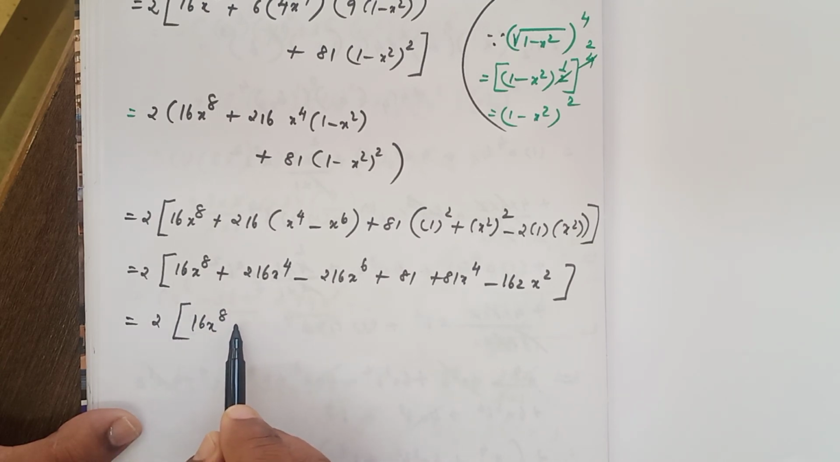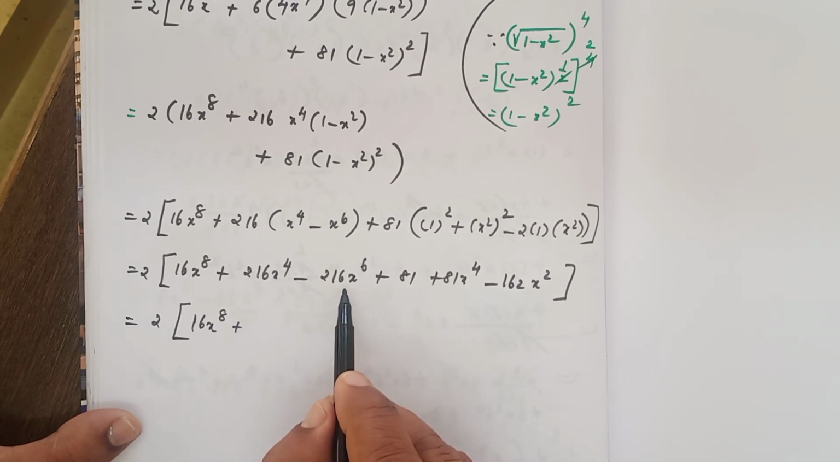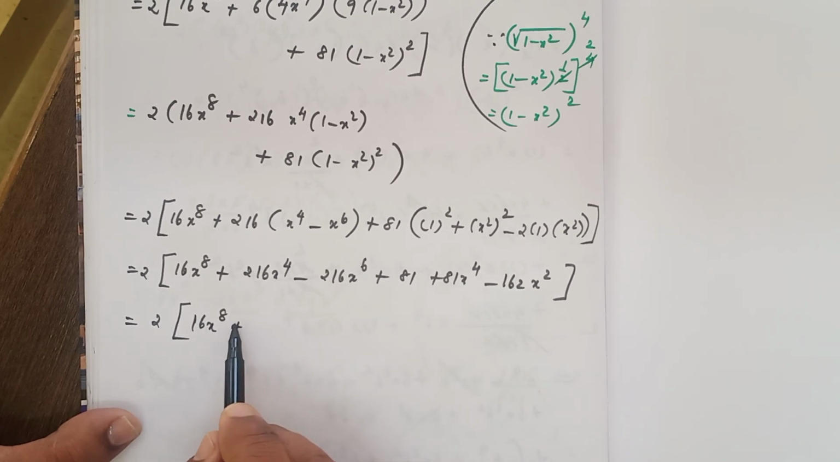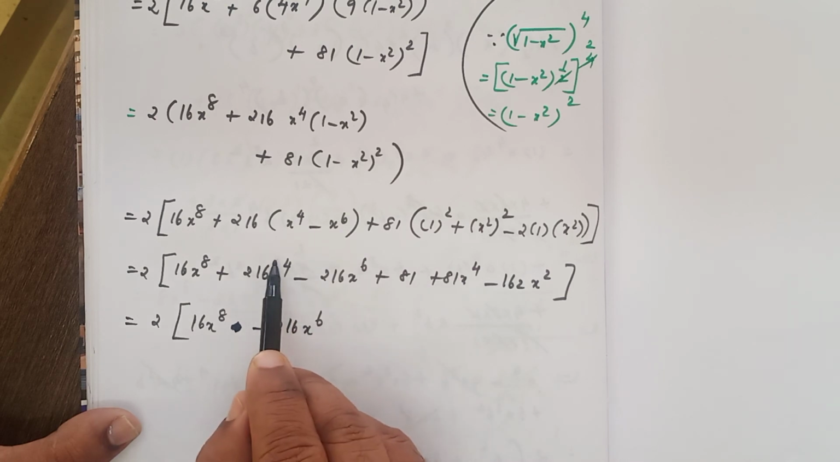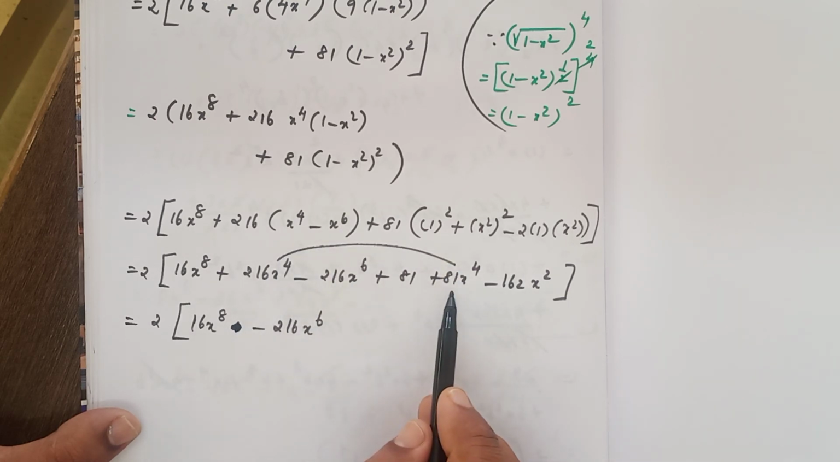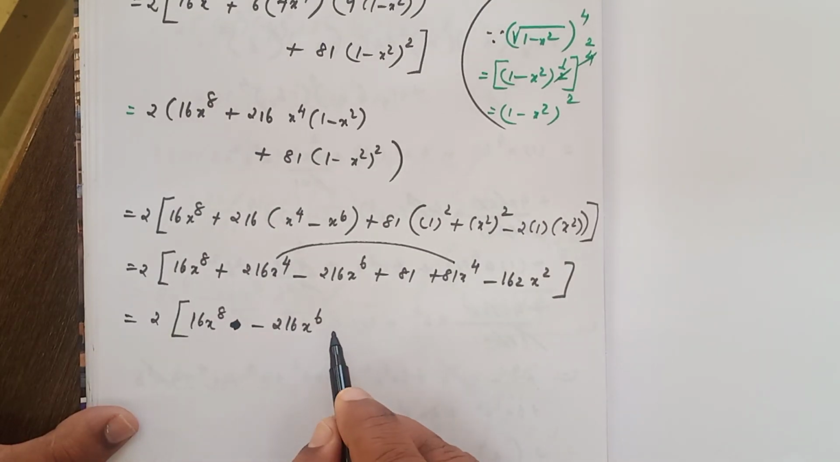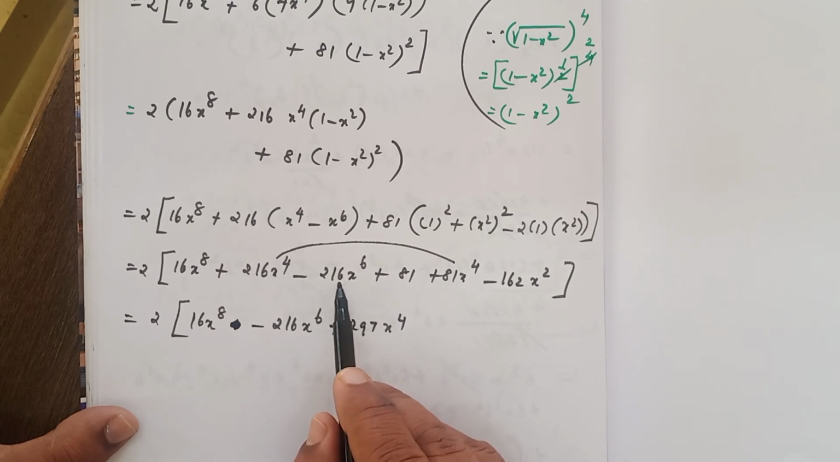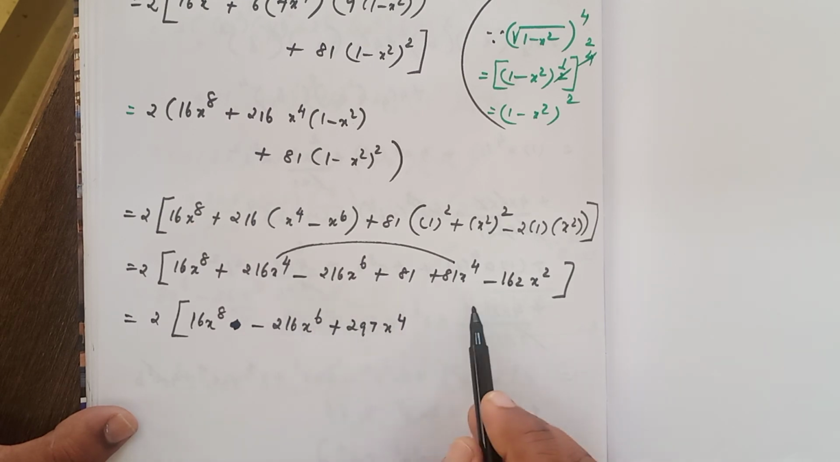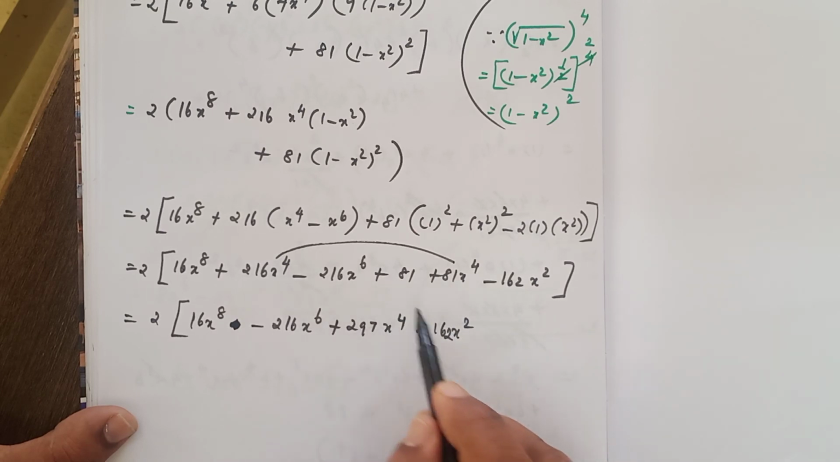Equals 2 into, first write the higher power: x power 8 only, write 16 x power 8, then the next higher power is x power 6, right? So minus 216 x power 6. Next x power 4, here x power 4, here x power 4, you can add together 216 plus 81 that is equal to 297 x power 4, then x power 6 is already over, minus 162 x squared, finally the constant 81.